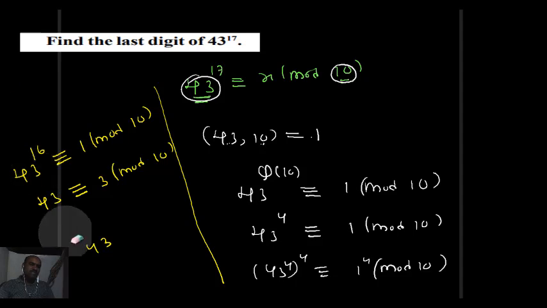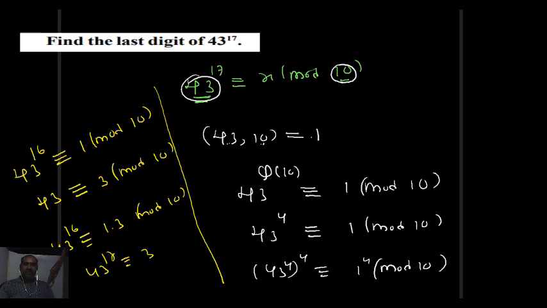Observe these two: if A is congruent to B modulo M, and C is congruent to D modulo M, then AC, the product, is congruent to BD. So 43 power 17 is congruent to 1 into 3 modulo 10. That is, 43 power 17 is congruent to 3 modulo 10. So several ways you can solve the problem in number theory. I explained 3 methods. Among these, the first one is the easiest for this problem especially. But by using Euler's theorem, the problem becomes easy for us.